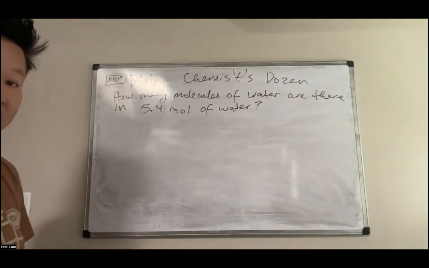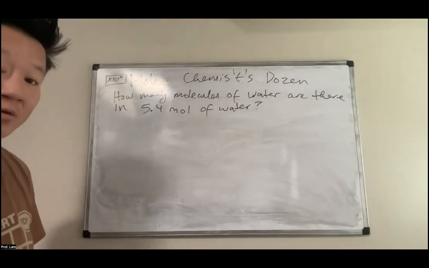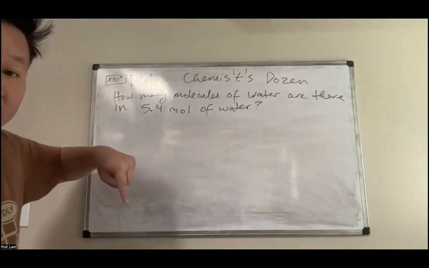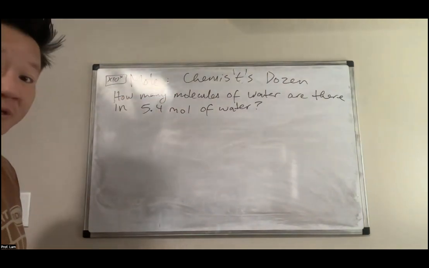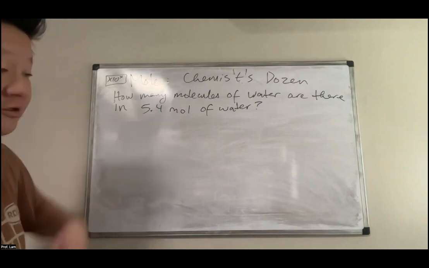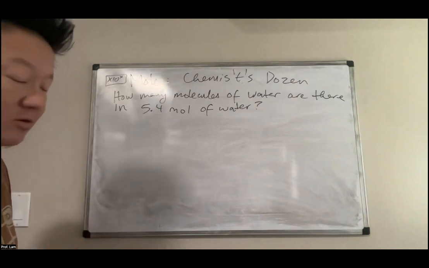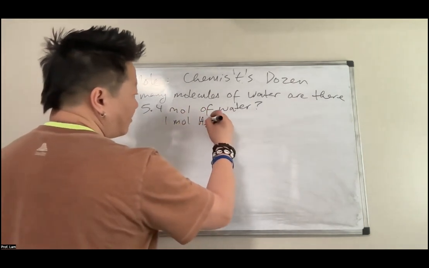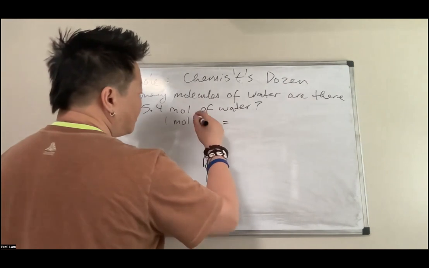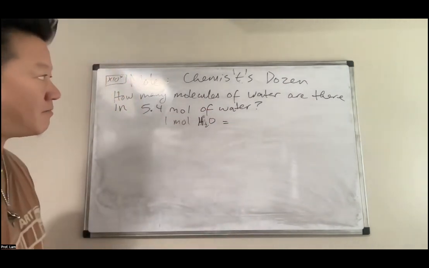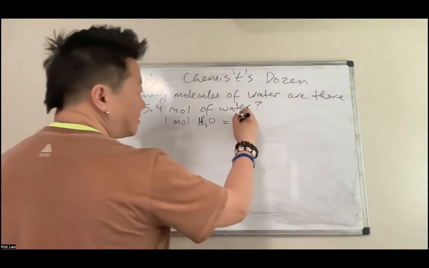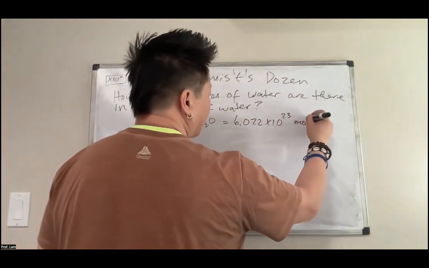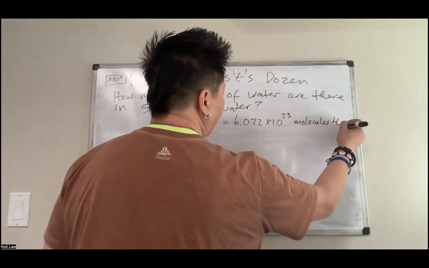Okay, so we need to come up with an equivalency that relates mole to molecules because we know we need to convert between them. We're going from mole to molecules. Okay, so what's that true statement? Well, you know what a mole is. 1 mole of water, H2O, is equal to how many molecules of water? 6.022 times 10^23 molecules.